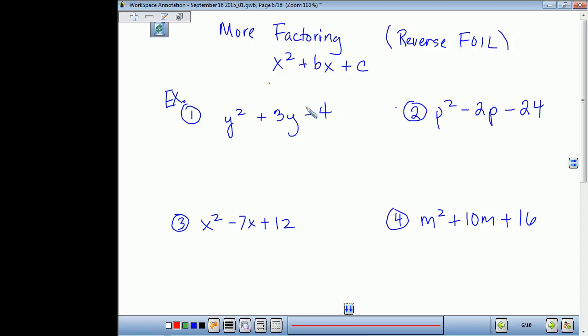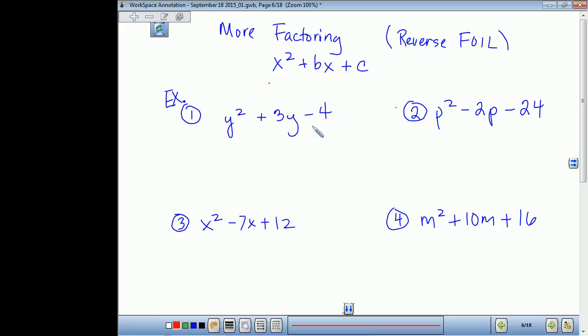Now yesterday we learned how to do it when we had perfect squares. Well, these are perfect squares, but this one's minus. Did we have any yesterday that were negative? No. So we're going to have to look at another method. I call it reverse FOIL. You can call it the easy way because it's not hard.